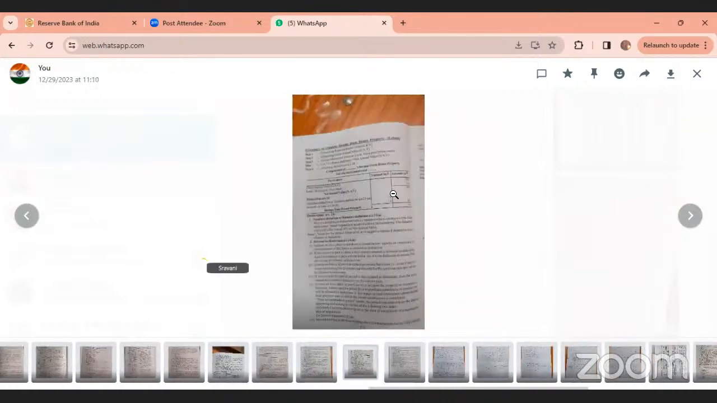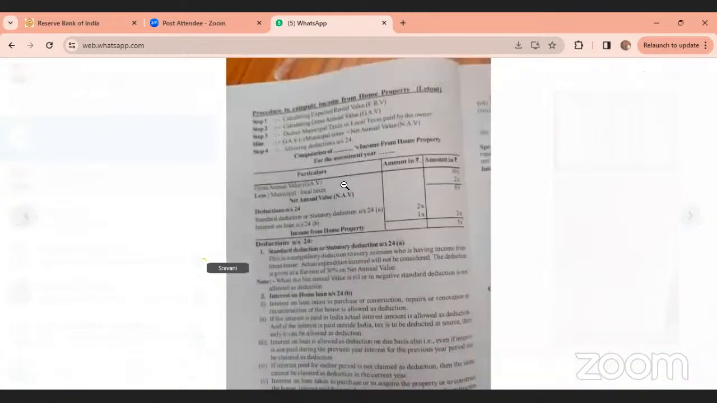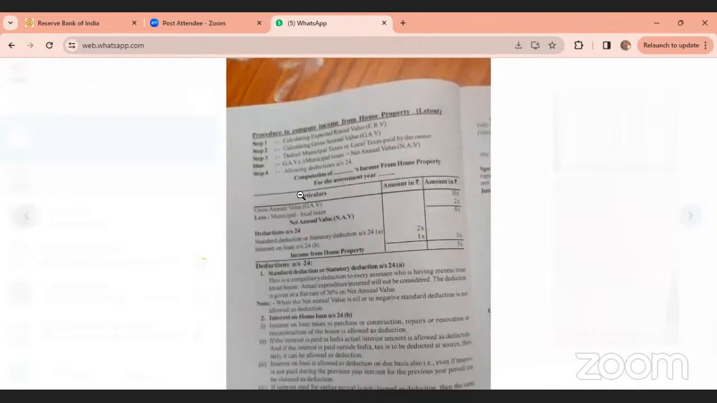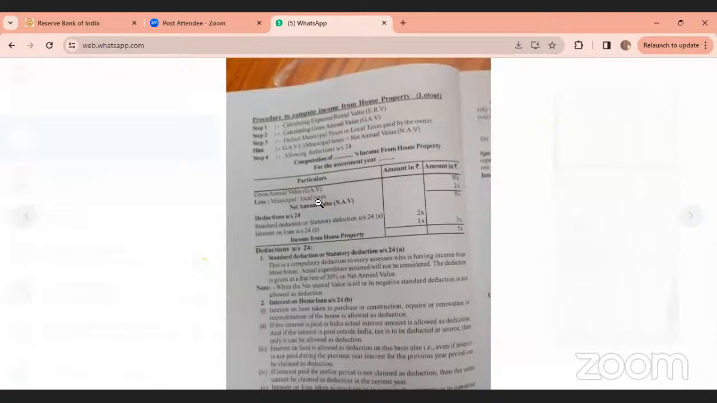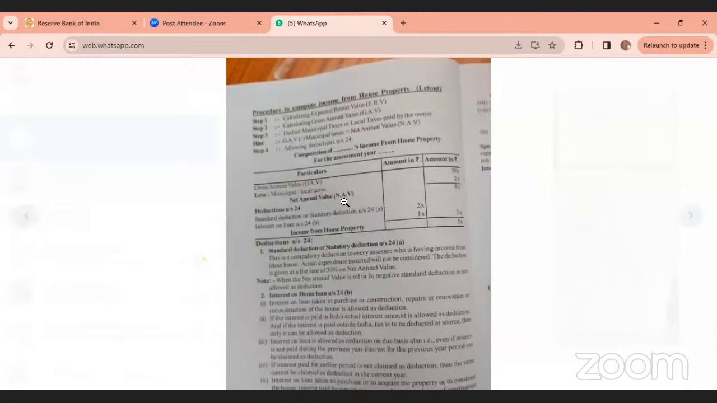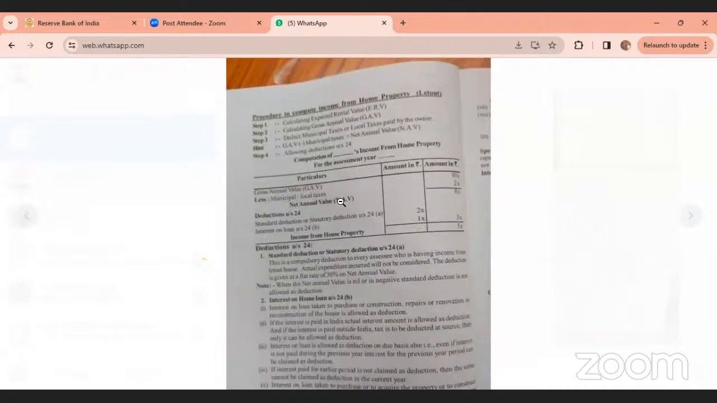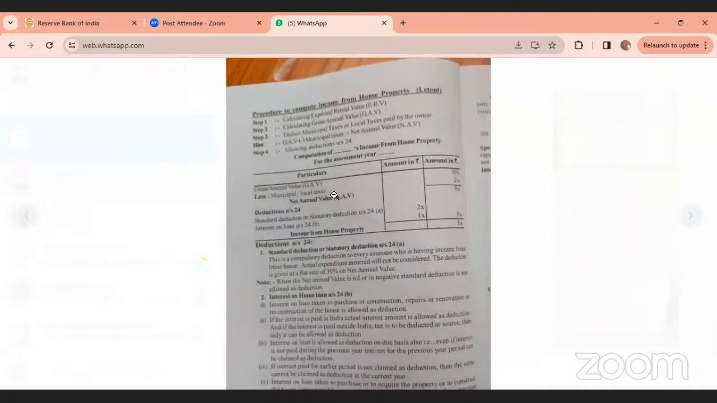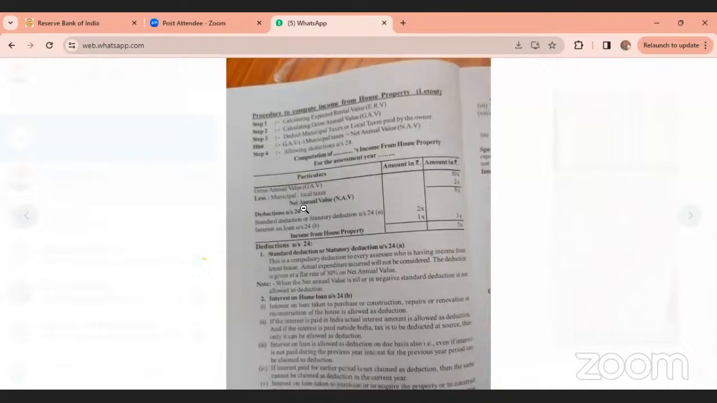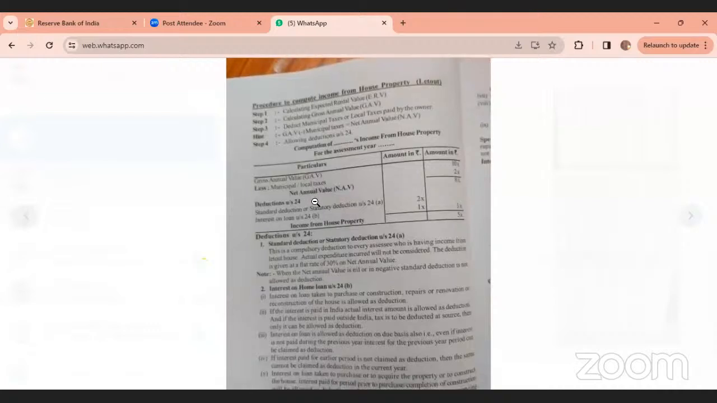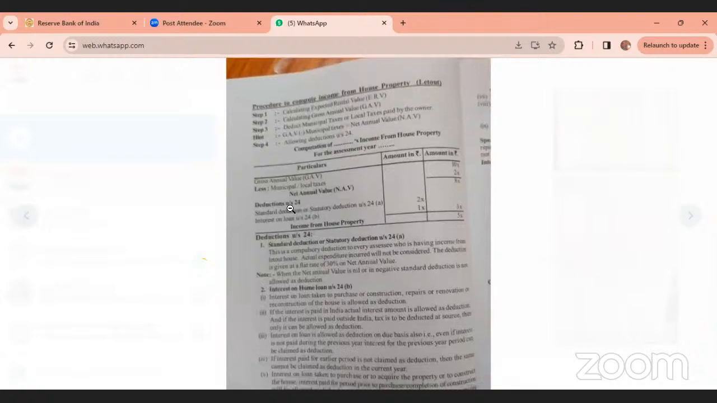Standard deduction. This is the table for calculation of income from house property. Now, so first step is gross annual value. Second step is municipal taxes. Gross annual value minus municipal tax, you get net annual value, NAV. NAV, this one is very, very important. After that, now you know how to calculate gross annual value and when the municipal tax is deducted from gross annual value. Okay. Next, what?